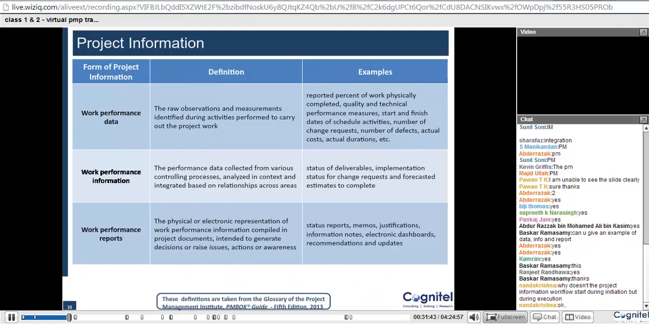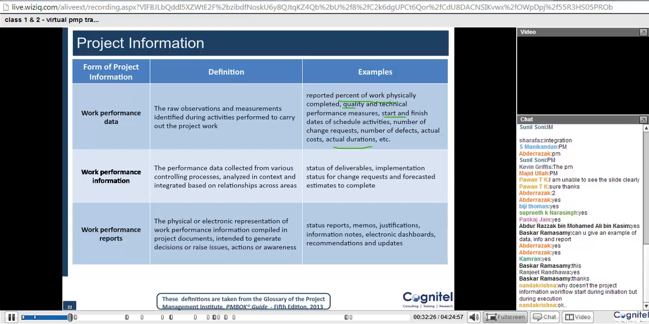All right, so let's move on. You can see the examples, it should be something like what I've told you. Work performance data are the raw observations and measurements identified during the execution of the activities performed to carry out the work of the project, like percentage of work done, quality and technical performance measurements, start and finish dates of the activities, number of change requests, number of defects, actual cost, actual duration. This is just like what I was telling you: this is how many hours I've completed, or this is when the activity started and finished.